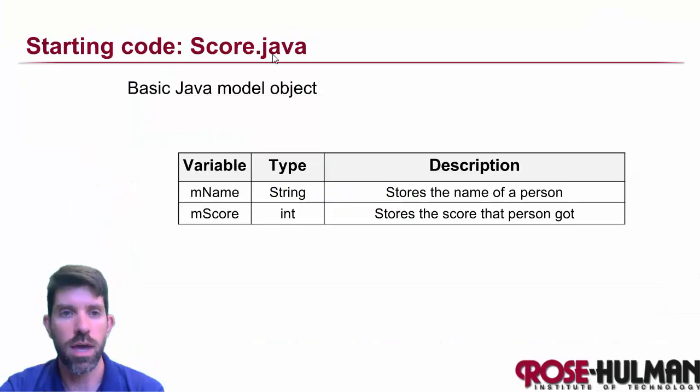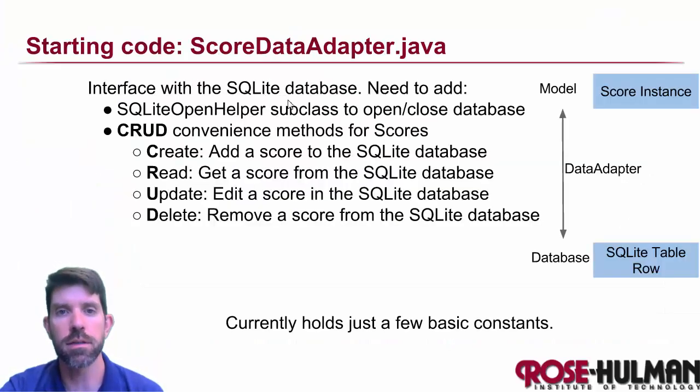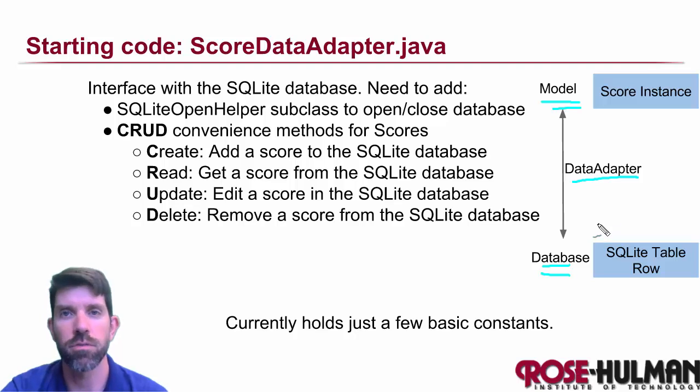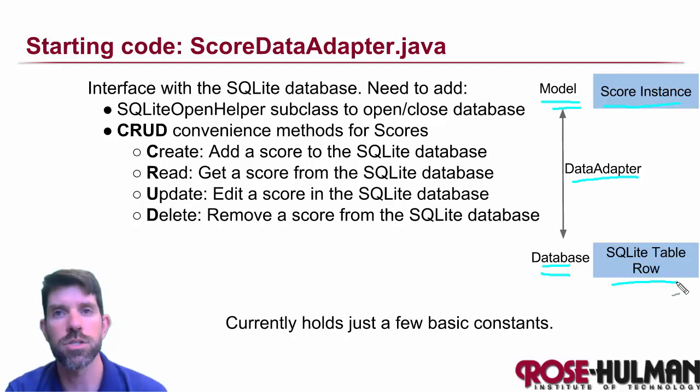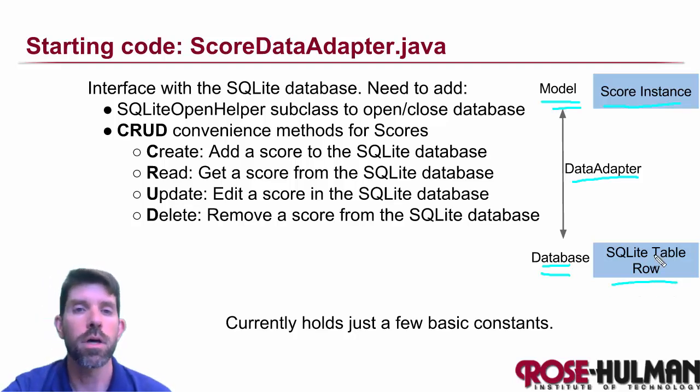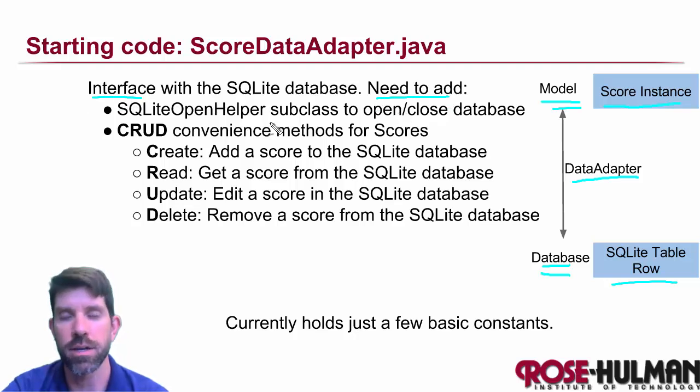What else do we have in here? The next thing is the data adapter itself. The big idea here is that a data adapter is going to enable us to go back and forth between the model and the database itself, specifically between individual instances of the score and rows in our SQLite tables. So this is where all the action is going to happen. We're going to have to add a lot of stuff in here.